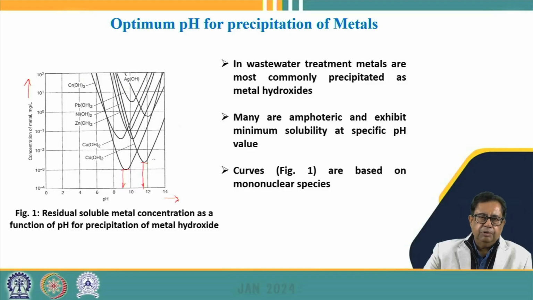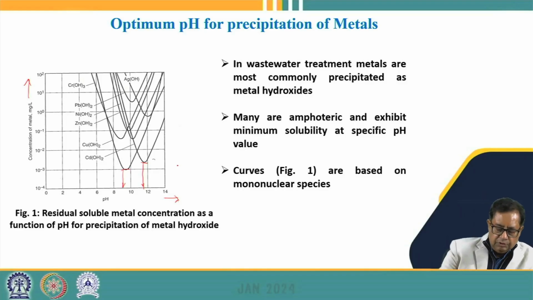As these metals may be amphoteric in nature, at low pH as well as at high pH, they may be in the soluble form, and there can be an optimum pH value at which these metals may precipitate as hydroxide, and the solubility may be minimum at a certain pH value.